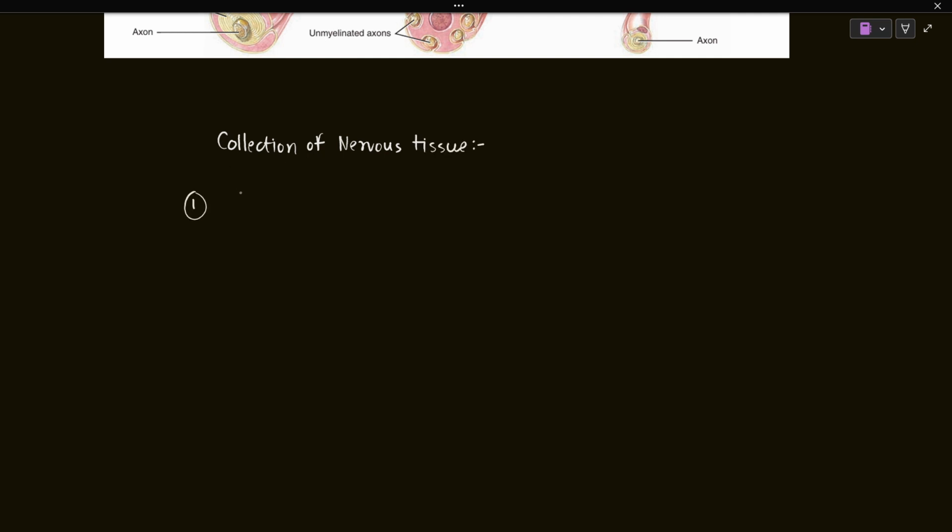First let's learn about the clusters of cell bodies. When the cell bodies cluster together in the peripheral nervous system, that cluster is known as a ganglion. I've already told you about ganglion in the previous lectures. The plural is ganglia. So the ganglia are the clusters of cell bodies found in the peripheral nervous system. These are mainly found around the cranial nerves and around the spinal nerves.